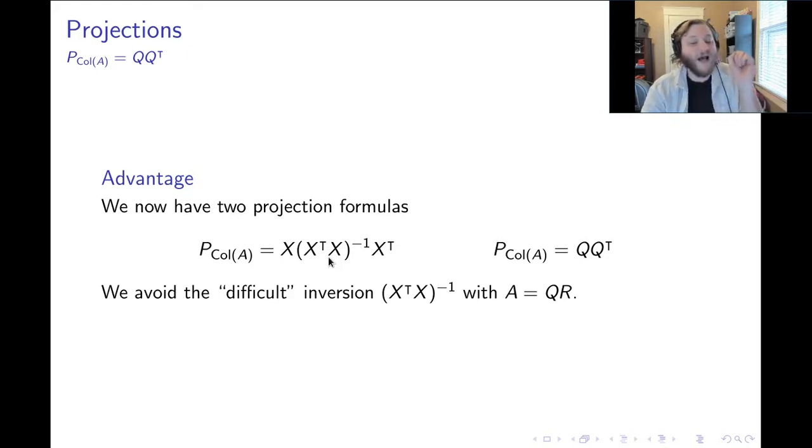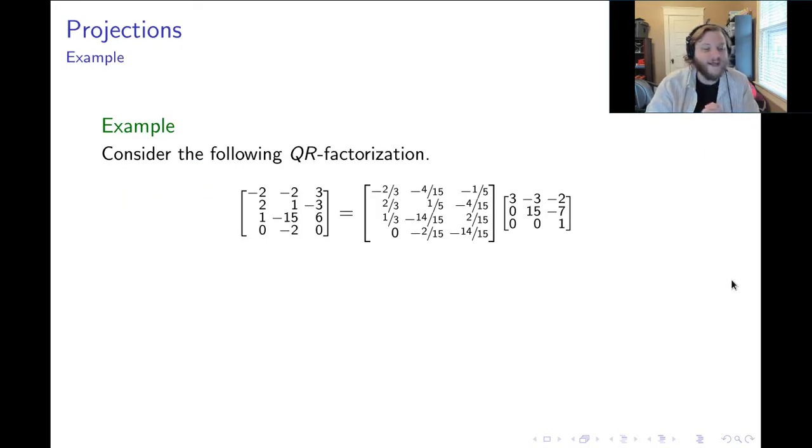But if someone is kind enough to give you a QR factorization, our previous theorem says, forget the original projection formula, all you really need to do is multiply Q times Q transpose, which is much faster and much easier than the normal projection problem. So we avoid the difficult inversion of the gramian of X when we have a QR factorization. And this is why people who work in numerics love QR factorizations, because they make calculations much faster. So let's look at an example.